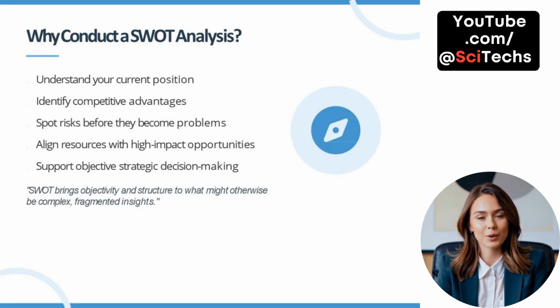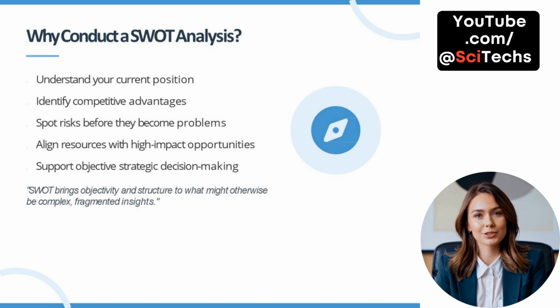Why conduct a SWOT analysis? Conducting a SWOT analysis helps you understand your current position by offering a clear, structured view of internal capabilities and external conditions. It allows teams to identify their competitive advantages, such as unique processes, efficient workflows, or proprietary tools, and highlight potential risks before they escalate into bigger problems.